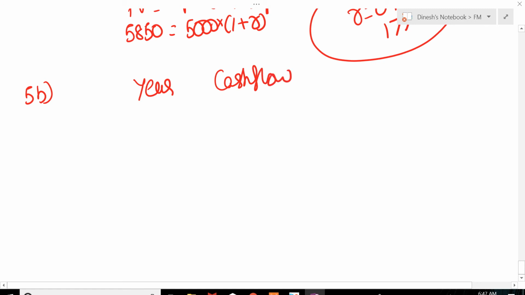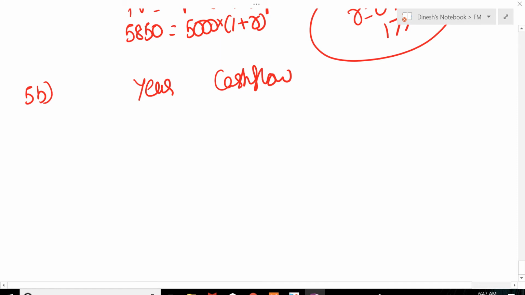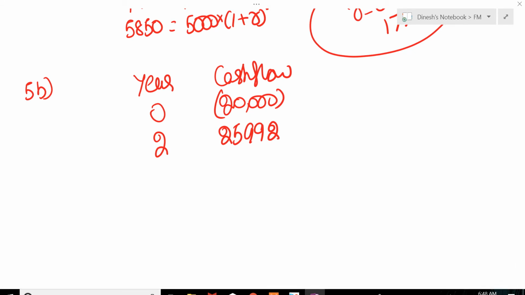In the second problem, what is the outflow? Year 0, 20,000, then? Year 1, 0, I am not writing it. If it's 0, let's leave it. Then year 2, 25,992. Again it's a single outflow, single inflow. There is a one time outflow of 20,000 and a one time inflow of 25992.